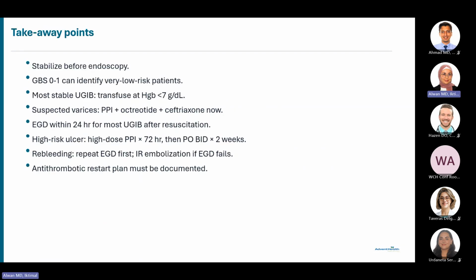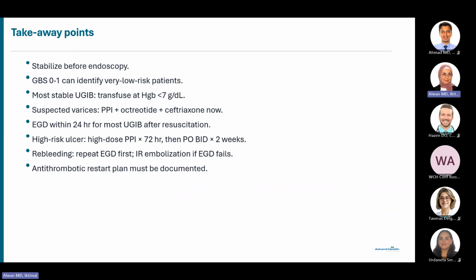Takeaway points. So always stabilize before endoscopy. If the score on the GBS score is 0 to 1, and if the patient is doing really great, we can always do outpatient management. Threshold for transfusion for almost everyone is 7, unless the patient has severe cardiovascular disease or active cardiac ischemia. Variceal bleeding main management is PPI, octreotide, Rocephin, and then EGD.